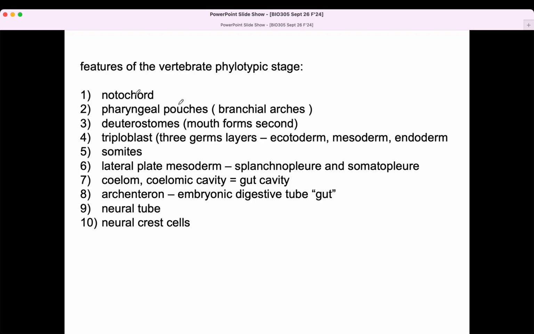Deuterostomes, mouth forms second. Triploblasts, three germ layers. Somites, those are going to slice up into numbered somites and form the vertebrae, so they're going to form bones and muscles in our body. Lateral plate mesoderm, the splanchnopleure, the somatopleure, the coelomic cavity. Then here's a special embryonic term we haven't mentioned before in our course, the term for an embryonic digestive tube. I mentioned developmental biologists typically call the digestive tube the gut. The development of the gut is the digestive tube. There's this official traditional name, archenteron.